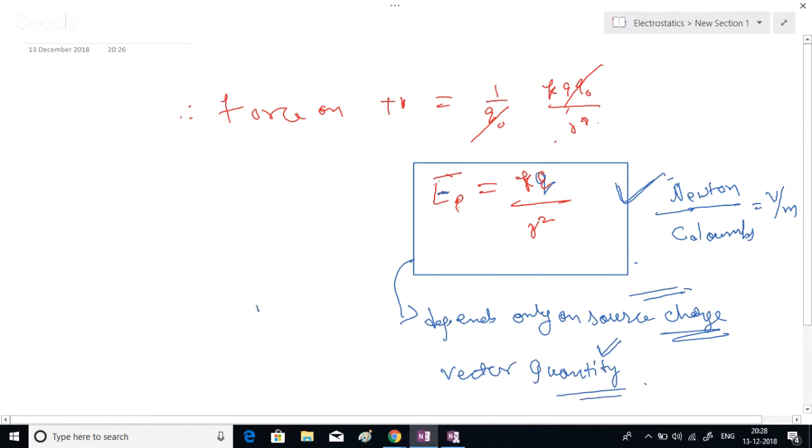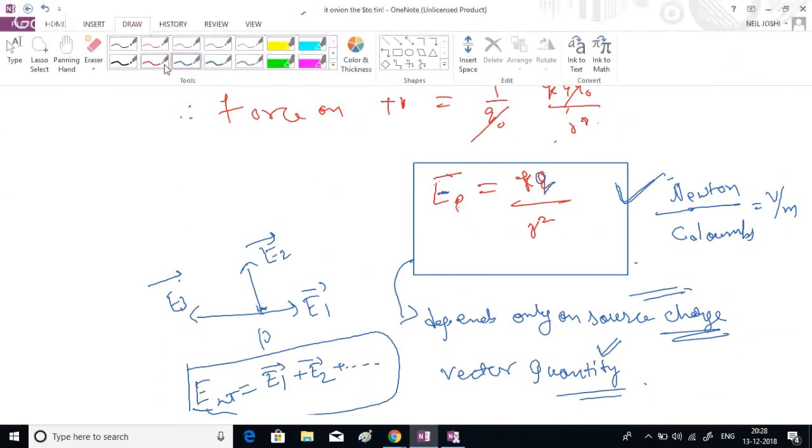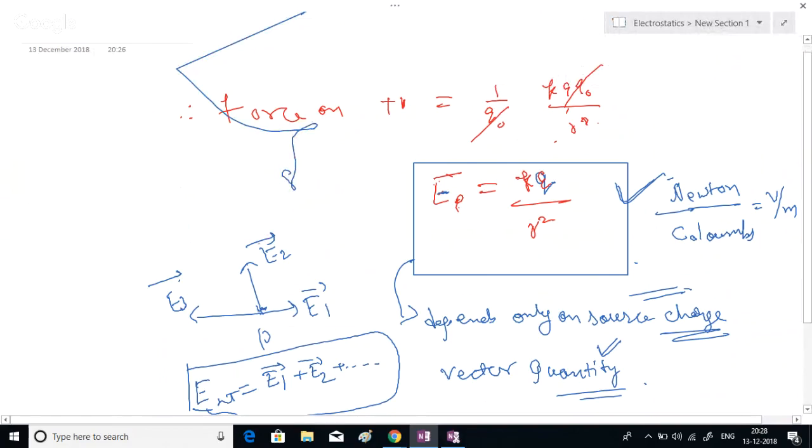Okay. So suppose at any point we have lots of electric fields, E1 vector, E2 vector, and E3 vector, like that. So the net field is what? It is a vector resultant: E1 vector plus E2 vector plus, and so on. So you should just calculate the vector resultant of the fields. Is this clear? Yes, sir, it's clear.